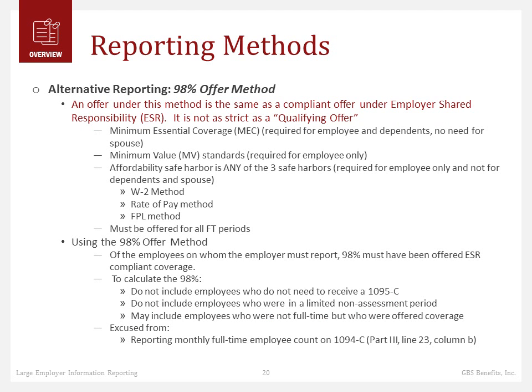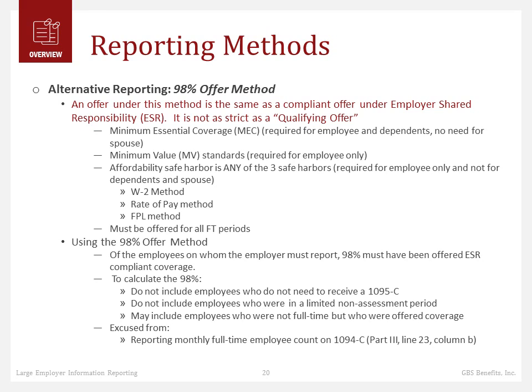Okay, our last alternative reporting method is called the 98% offer method. And the definition of this offer, what needs to be offered to employees in order to use this method, is different. It's not the qualifying offer definition. It's actually more lenient. It's actually identical to a plan that's compliant with employer shared responsibility. So again, an offer under this method is the same as a compliant offer under employer shared responsibility. It's not as strict as a qualifying offer.